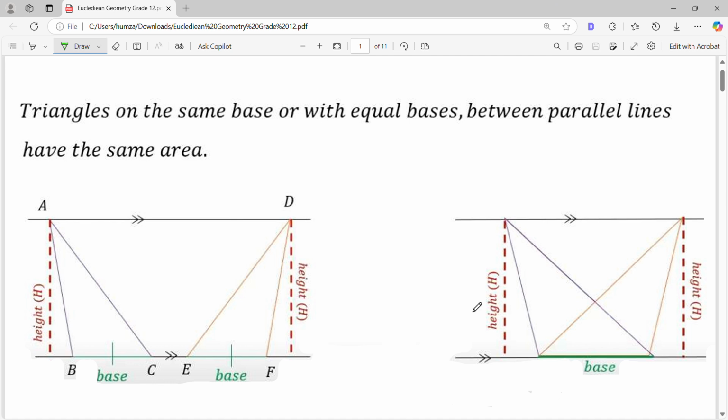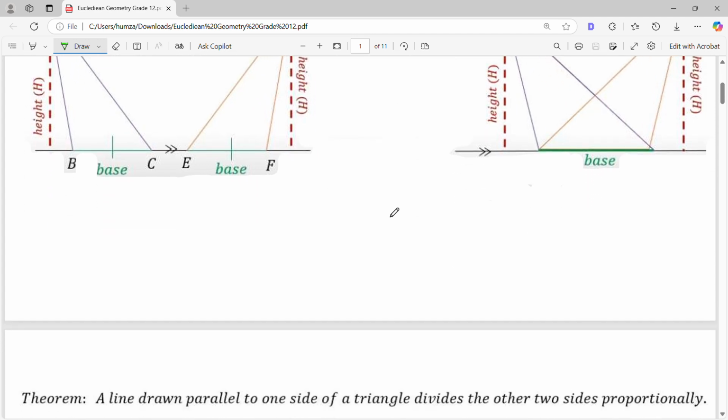So triangles on the same base or with equal bases between parallel lines have the same area. You need to remember this rule. Now let's look at question number 1.